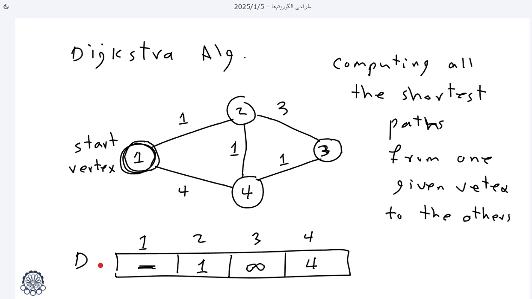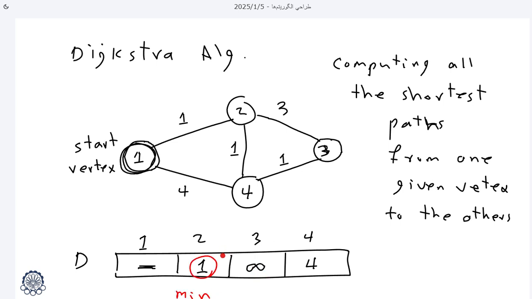So we initialize the array D by the weights of the edges. If there is not any edge between the start vertex and a vertex, we put infinity. Okay, so we continue as I described. In this array, we find the minimum value. We have values 1, infinity, and 4. Between these three values, the minimum one is value 1. So we select the minimum value.